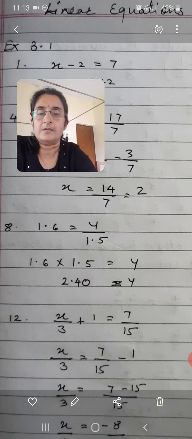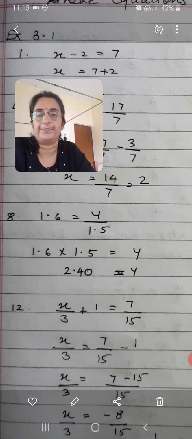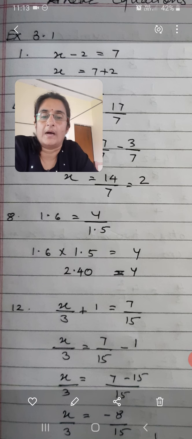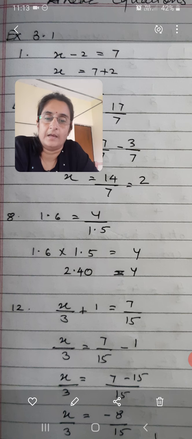Okay. Let us go to the next question, that is the 8th one. 1.6 is equal to y upon 1.5. Now here y, the variable, is on the right hand side. We'll keep it as it is, and the left hand side will take all the numbers. Now 1.5 is dividing y. So we'll take it to the left hand side. When it goes to the other side, that becomes multiplication. So 1.6 into 1.5 is equal to y. So multiply both the numbers, you will get 2.4 as y's value.